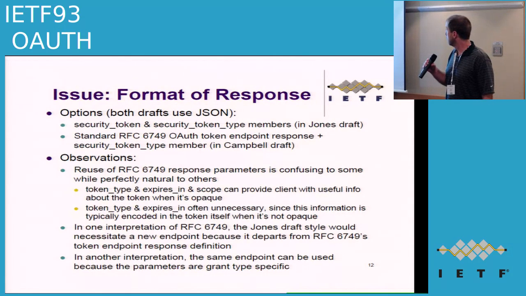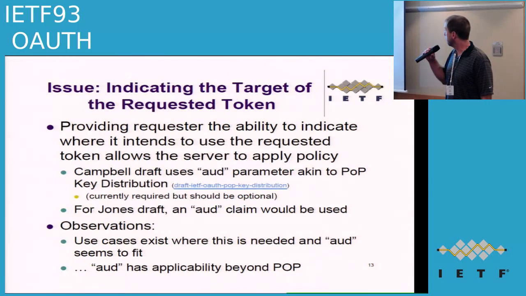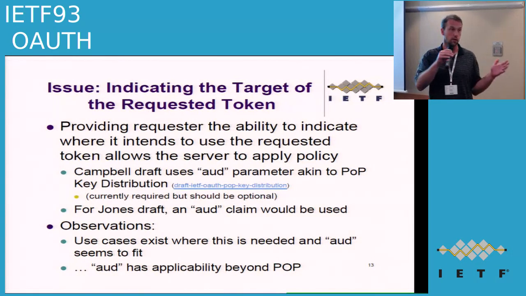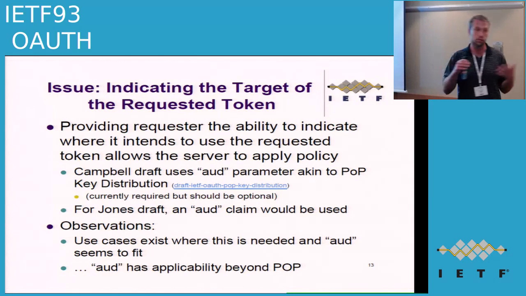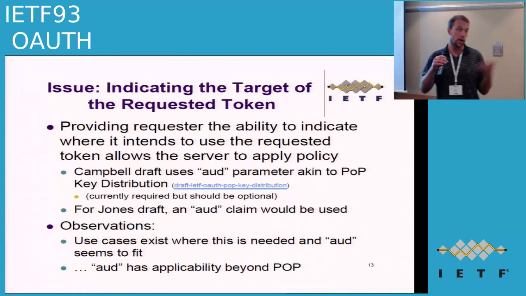The issue here is indicating the target of the requested token. Sometimes the client might have different resources that it wants to talk to downstream or across stream or whatever. Giving the requester the ability to indicate where it wants to use the token is useful. It lets the server apply policy, whether to deny or approve it, as well as how to sign it, what attributes to include in it, all those sorts of things.